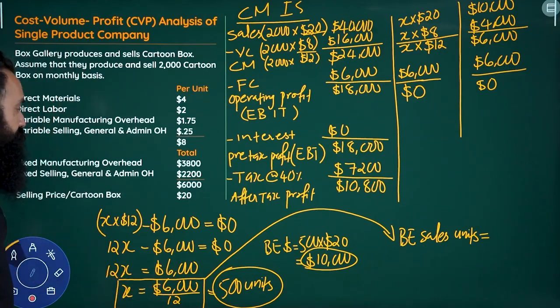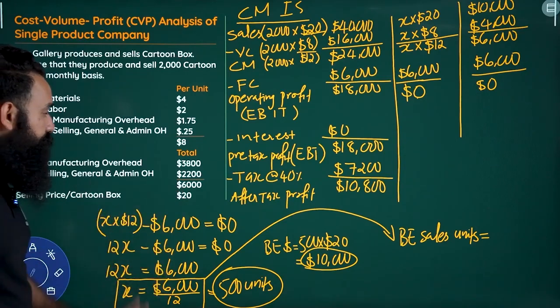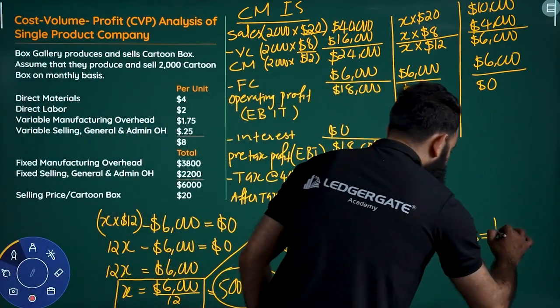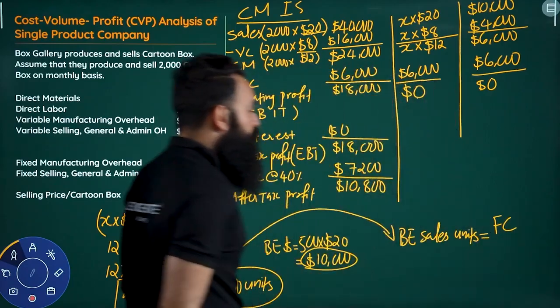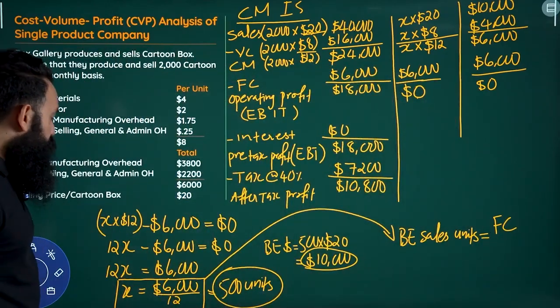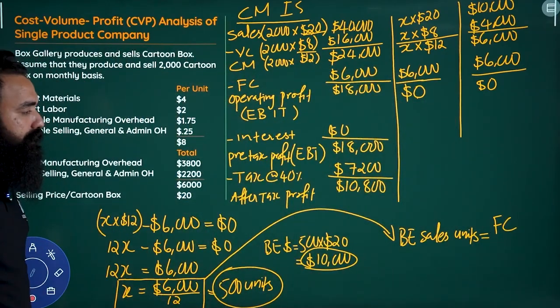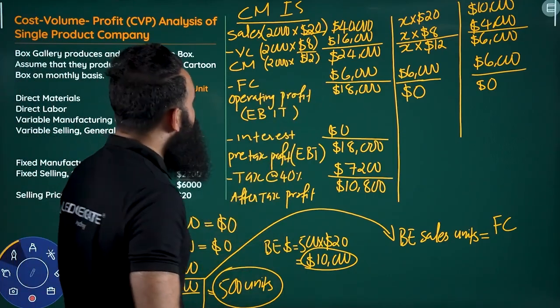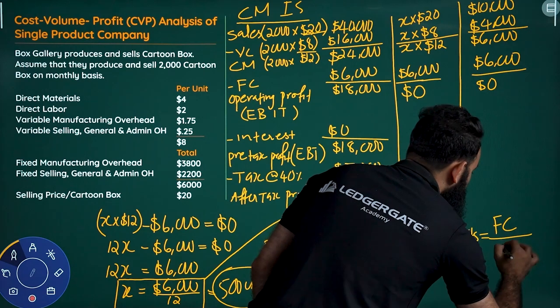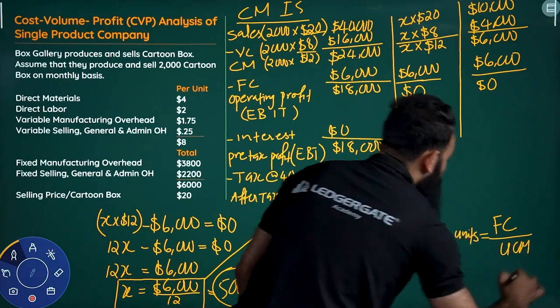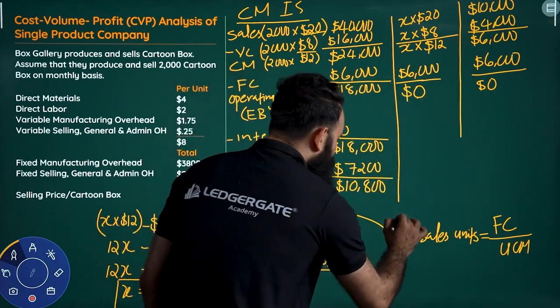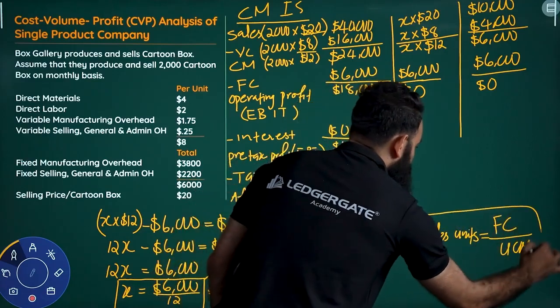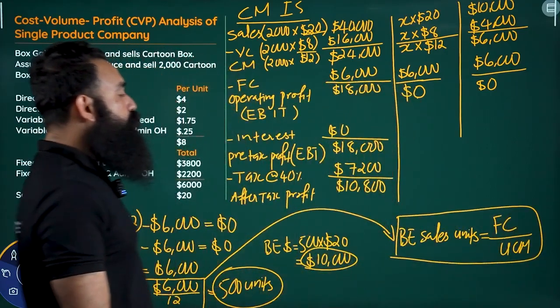What is this? 6,000. Every time it's 6,000. It won't be some other amount. So what is 6,000? 6,000 is our fixed cost, right? And what about this 12? Here we can see 12. What does it mean? Unit contribution margin, or contribution margin per unit. This is how we calculate break-even in units.